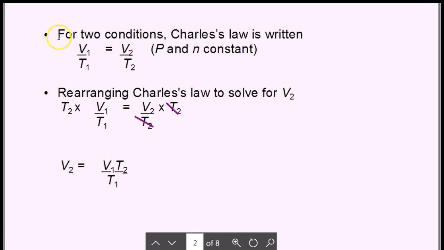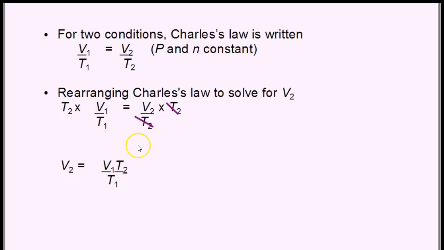Alright, so let's take a look at the formula that we're going to use for this. And just like we did with Boyle's law, we had what our initial is going to be to what our change is going to be. So for Charles' law, the formula is V1 divided by T1 equals V2 divided by T2. Remembering we don't have to worry about pressure and the amount because that's constant, so we're only going to look at volume and temperature. So let's say that we needed to solve for V2.